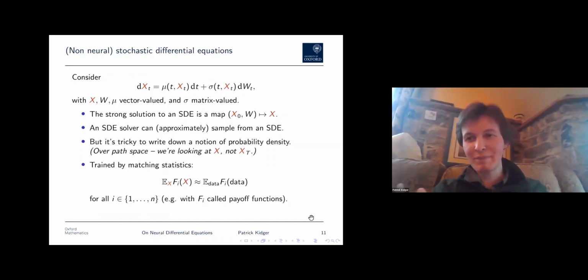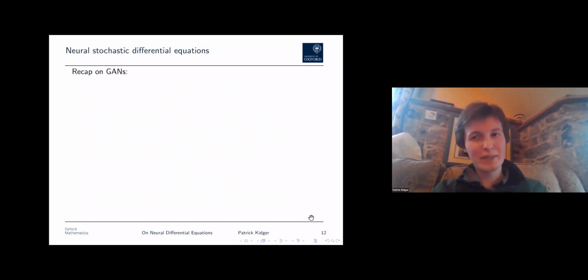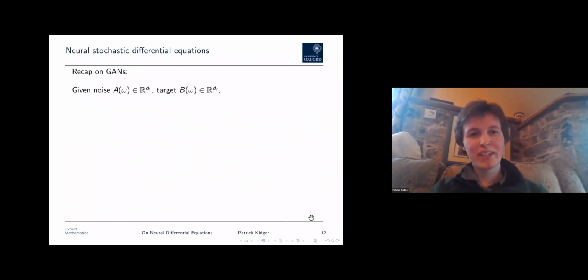Okay, so I've told you what an SDE is. Now, this may be more familiar to some folks. I'm going to tell you what a GAN is, and if you want to know why I'm doing this, you'll see where I'm going in a sec. So, if I have some random variable that is representing noise, and some other random variable representing the target that I'm trying to model.